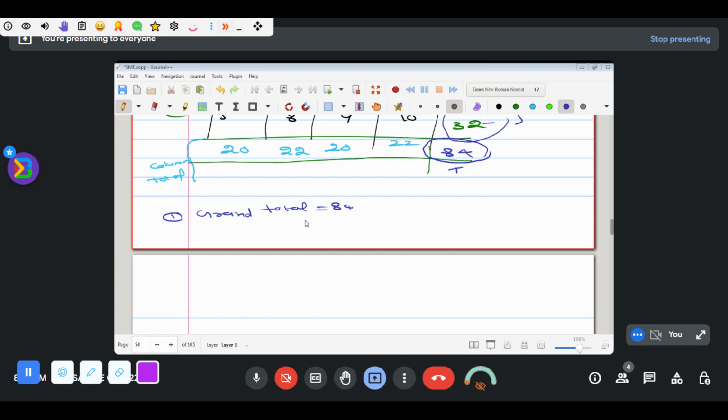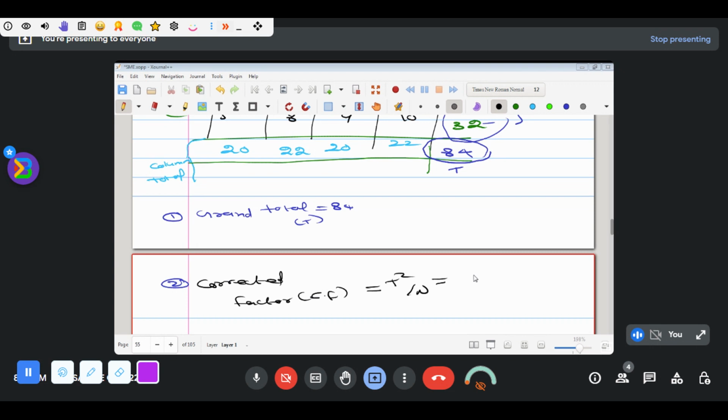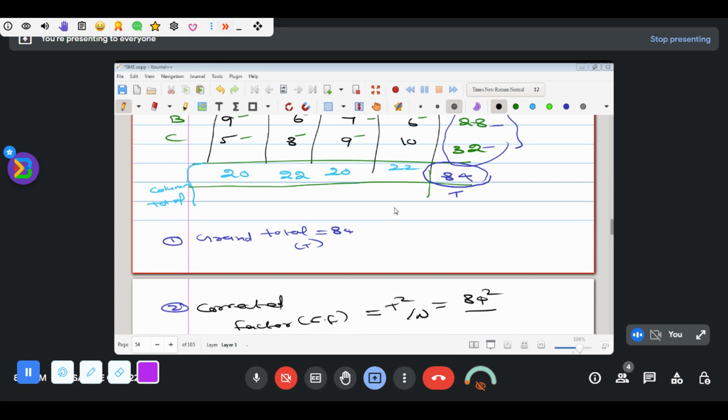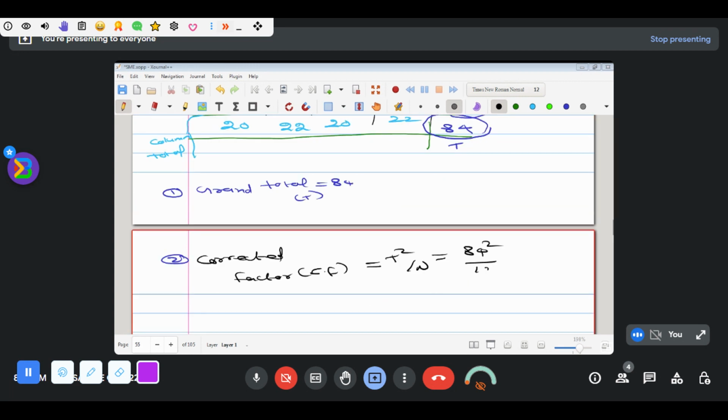84. That value is called T. Second one is called the correction factor. The notation is CF, which is equal to T squared divided by capital N, that is 84 squared divided by capital N. How many values are there? 1, 2, 3, 4. 4 into 3, 12. Therefore 12. So how much is 84 squared divided by 12?